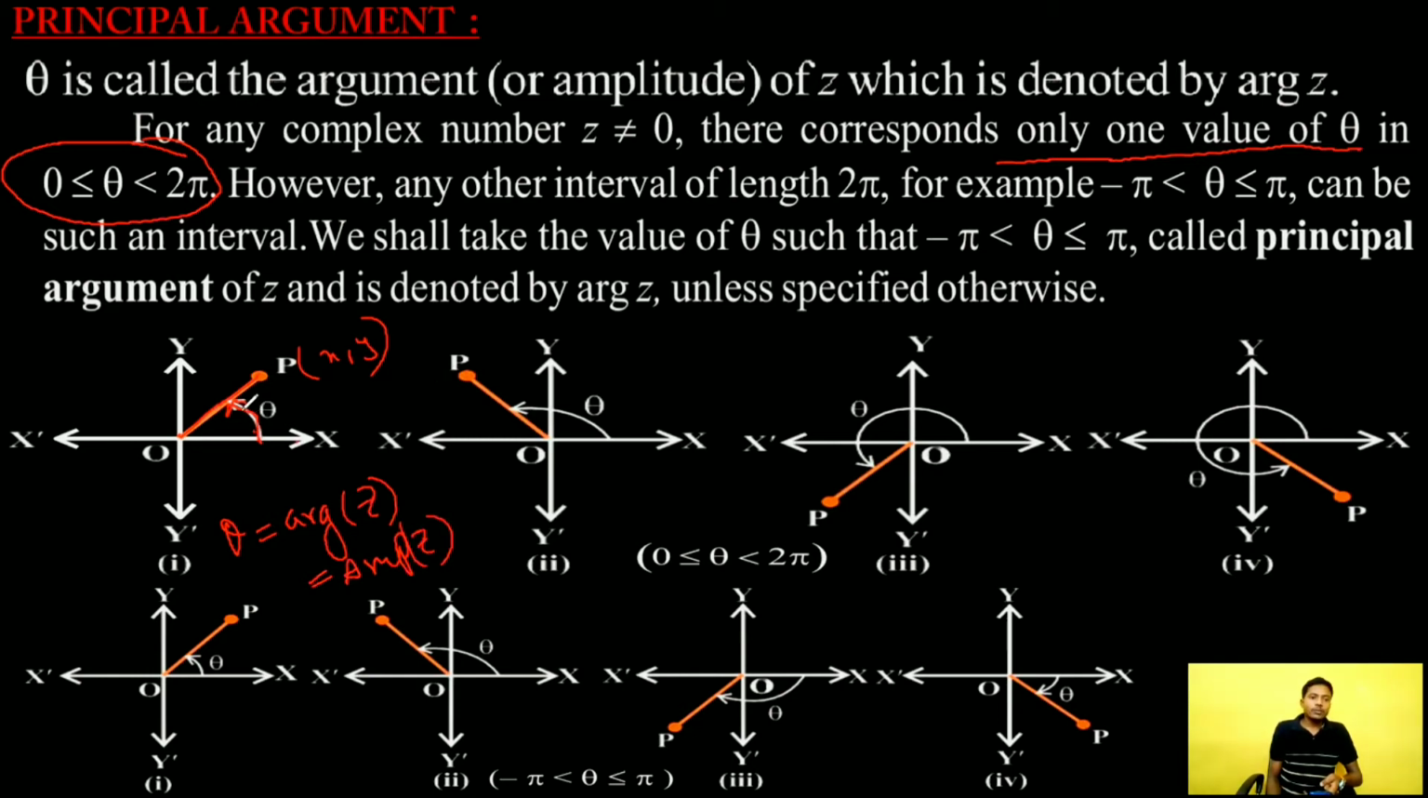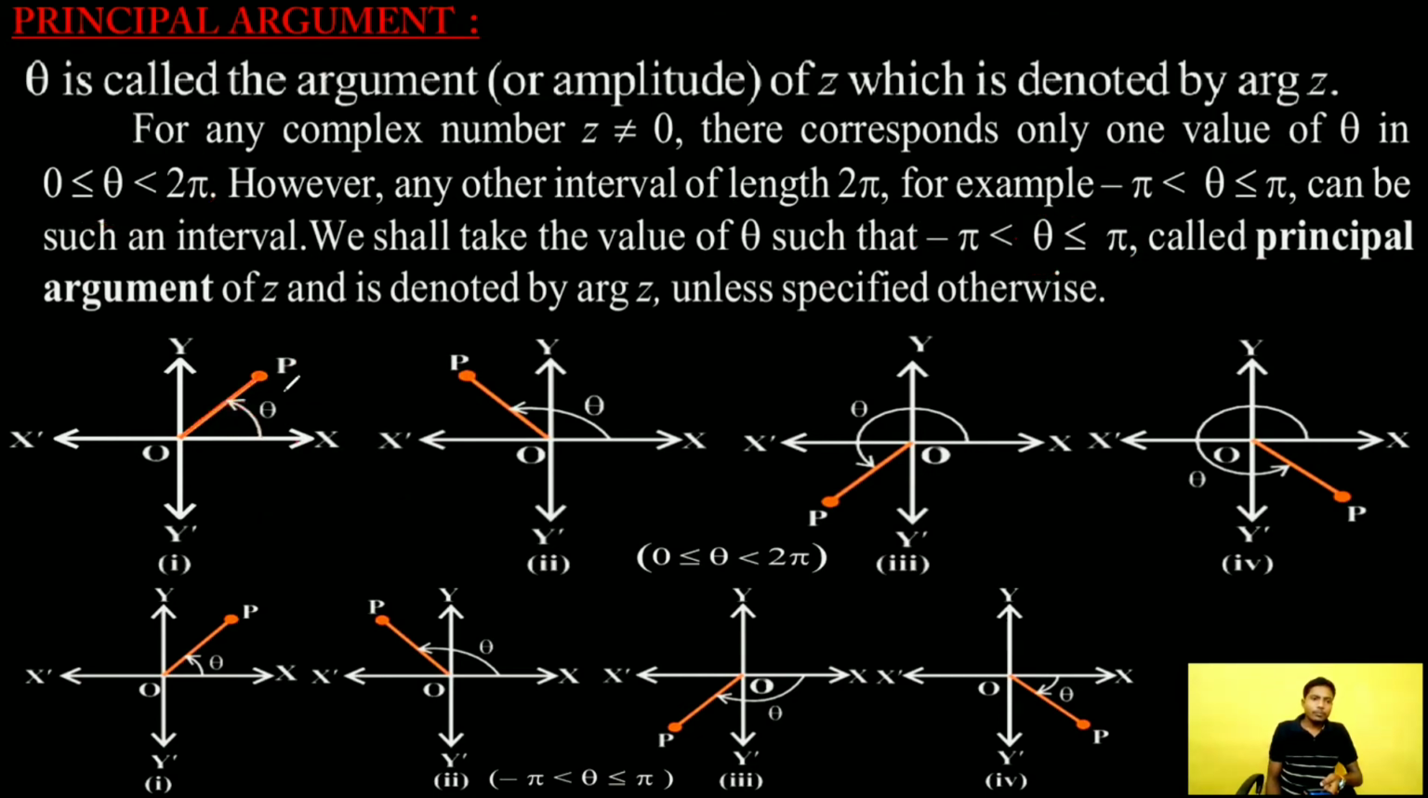Now when the range of this theta lies between minus pi, greater than minus pi, and less than or equal to pi, then this theta is called the principal argument of z. If this point P lies in the first quadrant, then this is theta. If P lies in the second quadrant, this is theta. In the third quadrant, this is theta. In the fourth quadrant, this is theta.